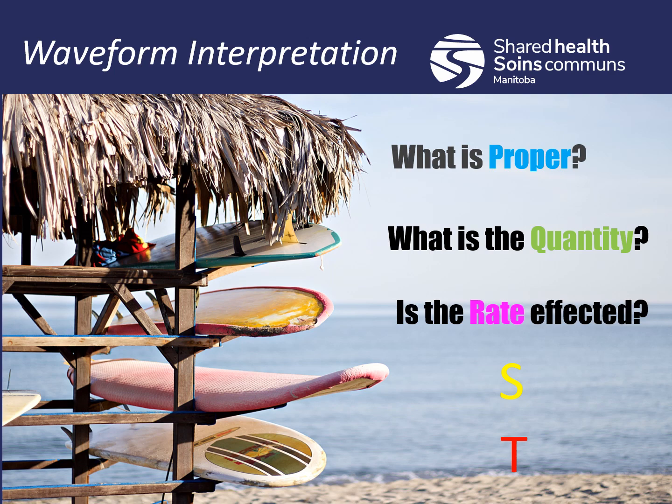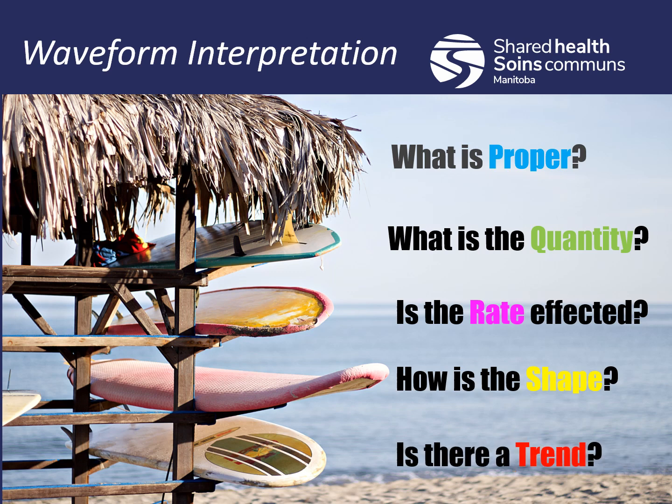Is the rate affected? Consider age-appropriate normal respiration rates. Is the patient spontaneously breathing, or are you ventilating for them? What is the shape like? Normal being a rounded rectangle, with a near flat line depicting apnea. Are any treatments needed to correct this irregular shape or the underlying pathology?